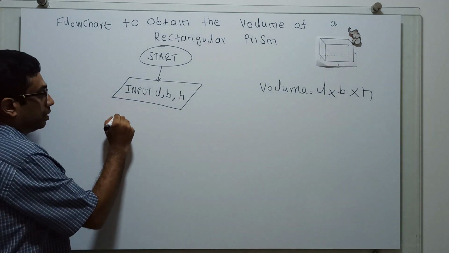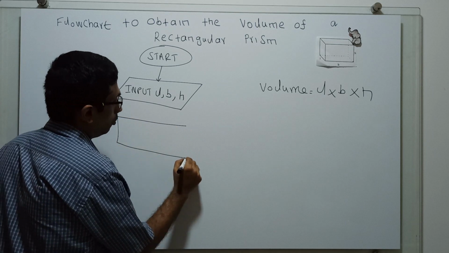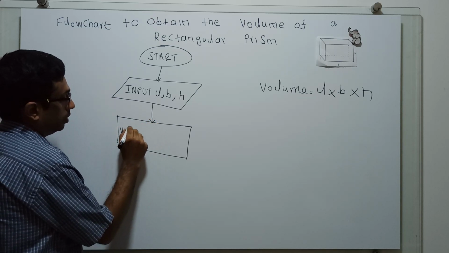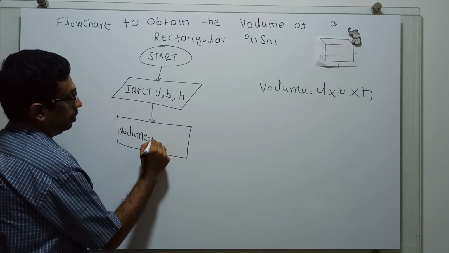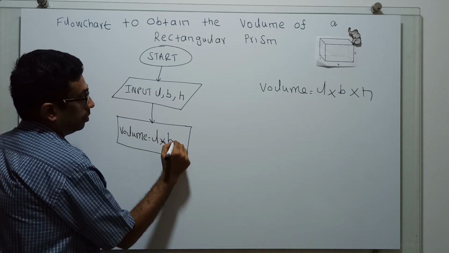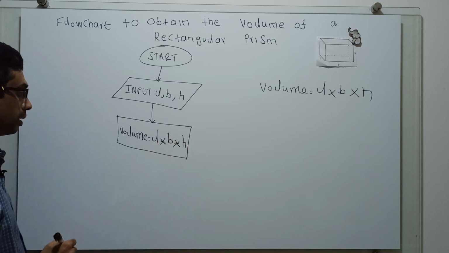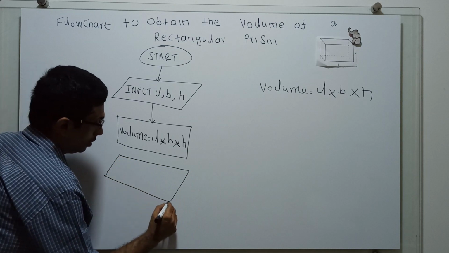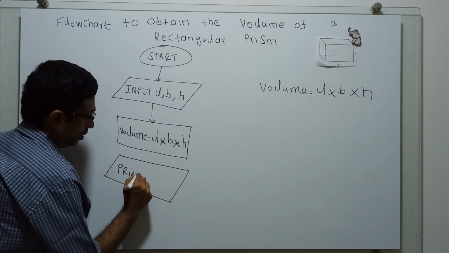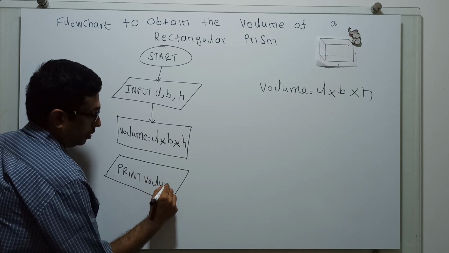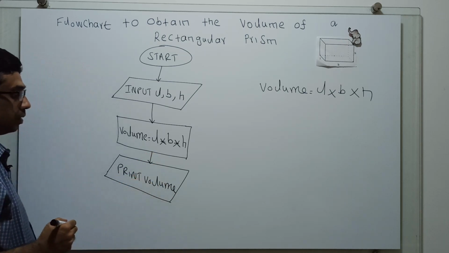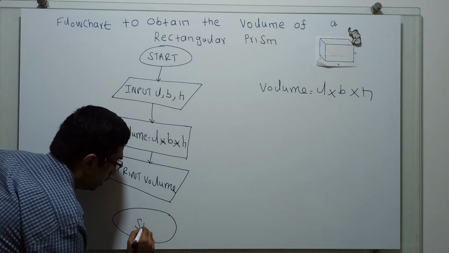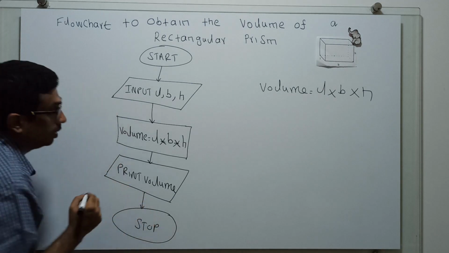Next, we are going to calculate the volume. Volume equals length into breadth into height. Next, we are going to print the result. Print volume. So we have printed the result. Now we are going to end the flowchart with the logical end. Stop. So this is the end of the flowchart.